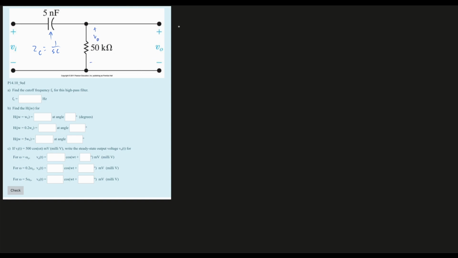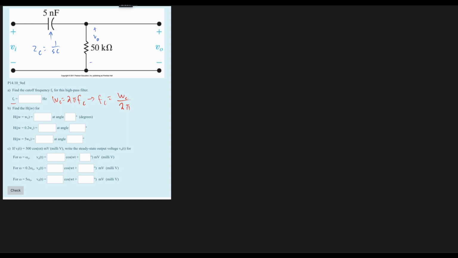And so to start this off, we can start writing our H of S, but before we do that, I'm going to look at the F of C. This is what we need to find. Well, we know that omega is equal to 2 pi times frequency. And we need to find frequency, so we're going to rewrite this as F of C is equal to omega C divided by 2 pi. And so this is going to be the equation that we're going to use.